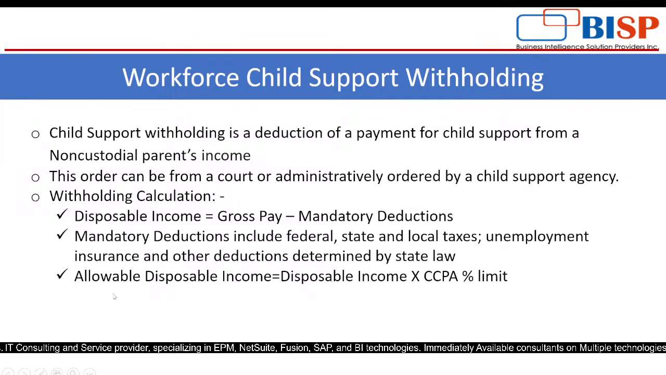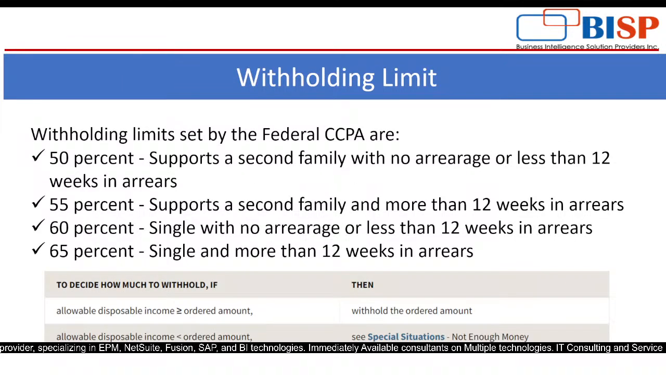Then the second thing we require to calculate here is allowable disposable income, which is equal to disposable income times CCPA percent limit. So what is the CCPA percent limit? Let us understand this. Here we have the withholding limit set by the federal CCPA as follows: 50%, 55%, 60% and 65%. All these percents are attached with some conditions.